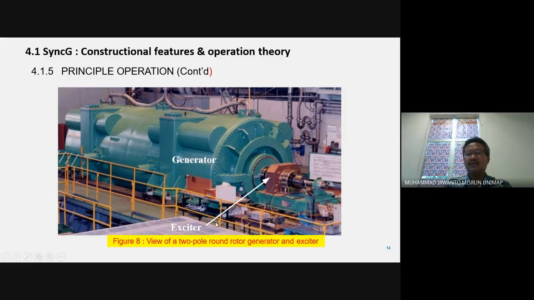Now we can see here the exciter. Exciter means it produces the DC source. And we can see also, in terms of the length of this generator, we can call this one a type of non-salient pole rotor generator, because it is long.